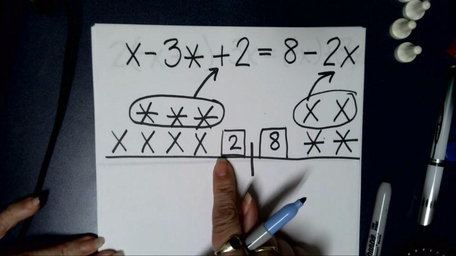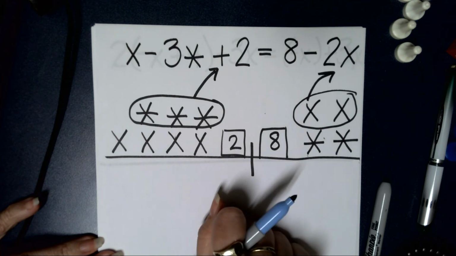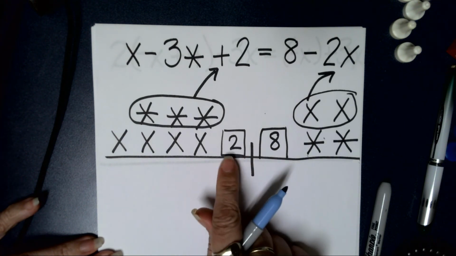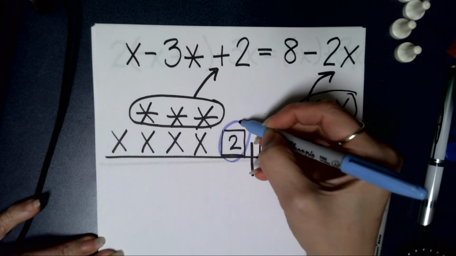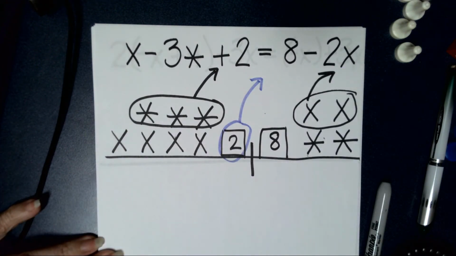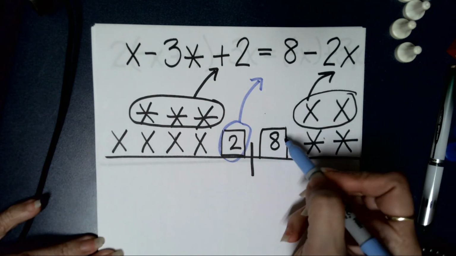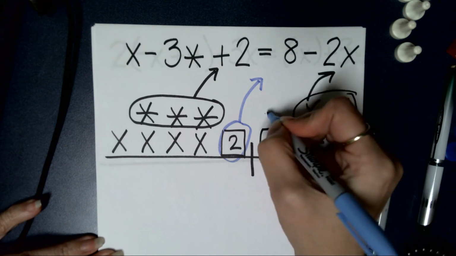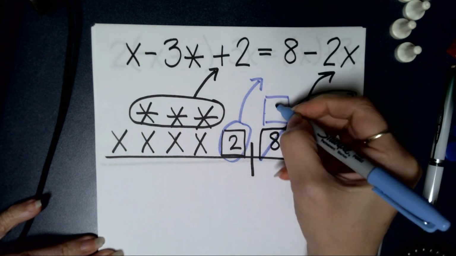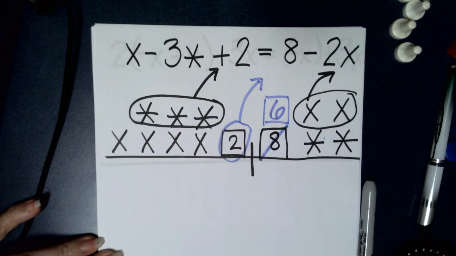Which one should we take away, the 2 or the 8? Let's look at the smaller one. We're going to get rid of the smaller one, which is 2. If I put a circle around here, I can take it off. And if I have an 8 cube and I need to take 2 away, I'm going to cross that off, and that's going to leave me with a 6 cube.